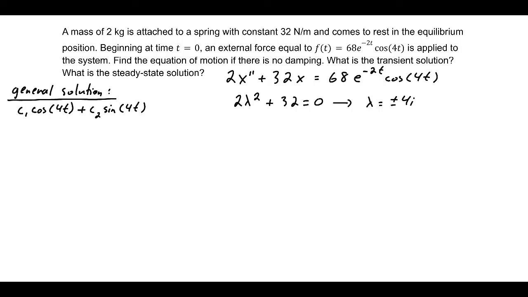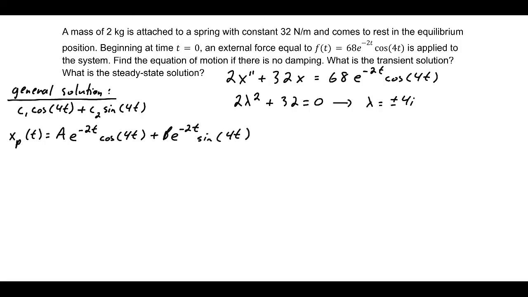Now also, because of the external force that we see applied, that gives us a guess as to the form of our particular solution. So we're going to call this x sub p of t equal to a e^(-2t) cosine(4t) plus b times e^(-2t) times sine(4t).